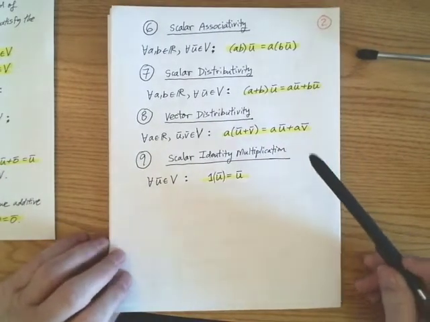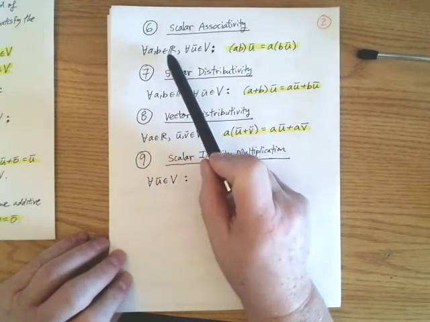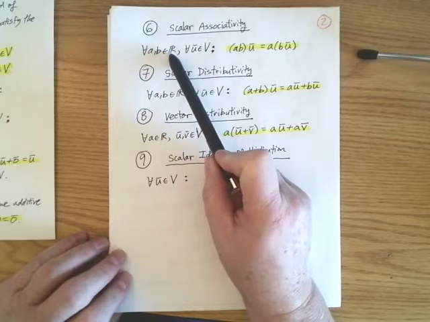Scalar associativity. For all scalars a and b in the real numbers or possibly the complex numbers. So this is contextual here.